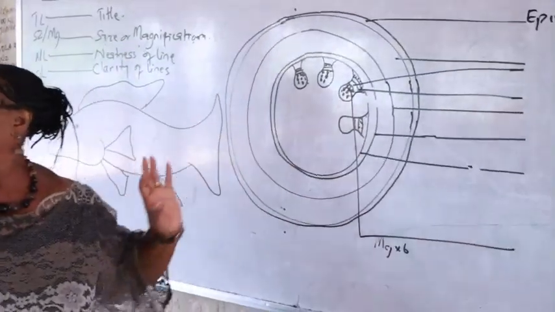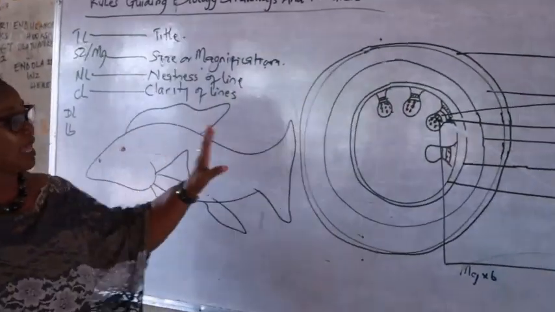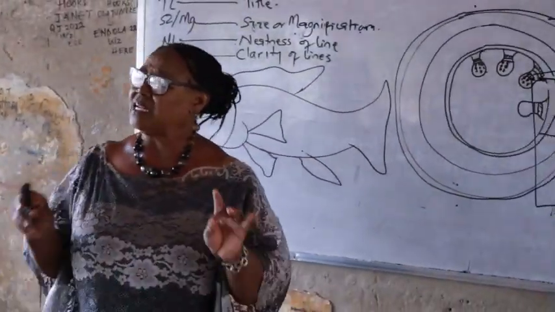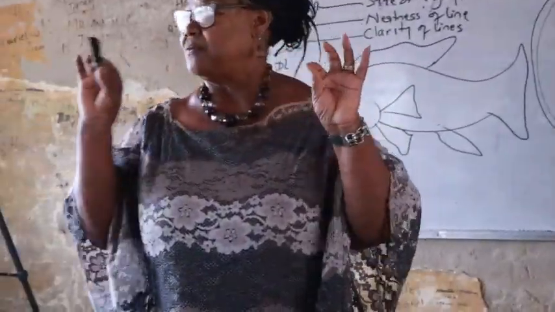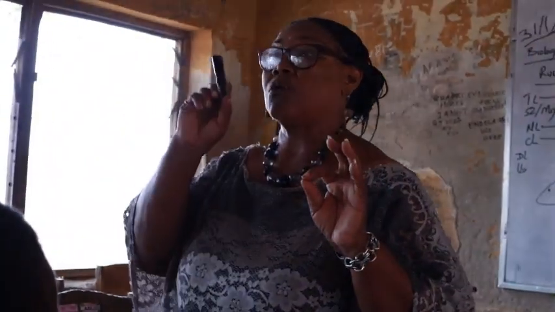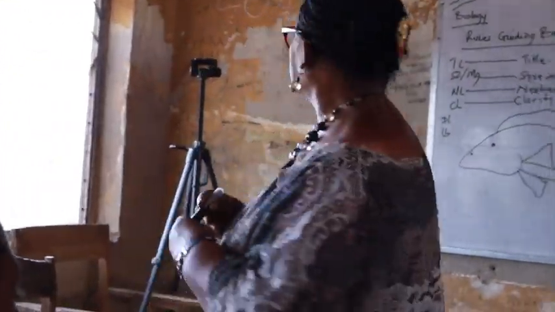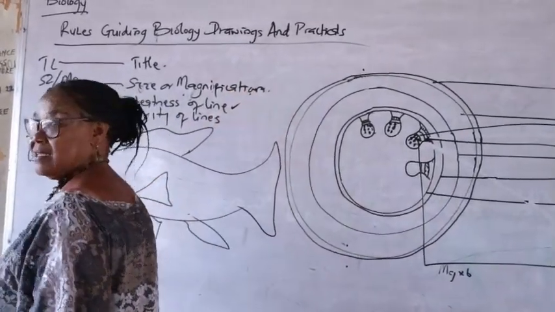Now, back to the clarity of line. If those things are being done, and they look at your lines of labeling, it is neatly done. The lines are done with biro. The labelings are neatly done. The lines are not crossing each other. By the time I see it, I'll give you a full tick.